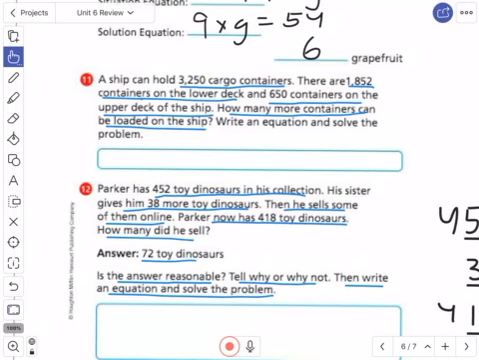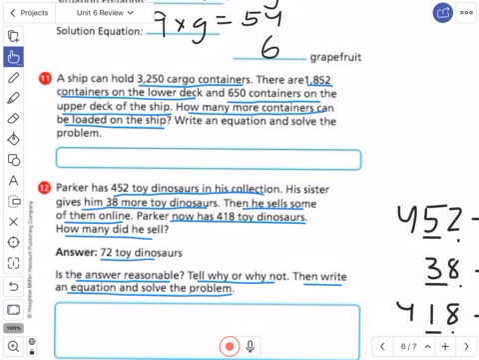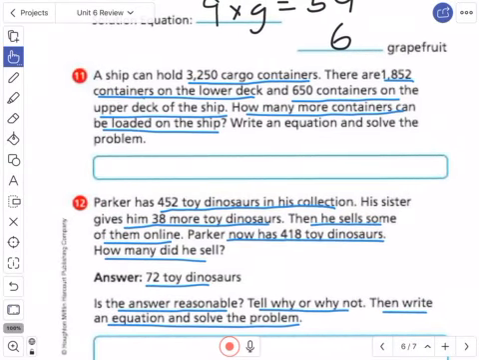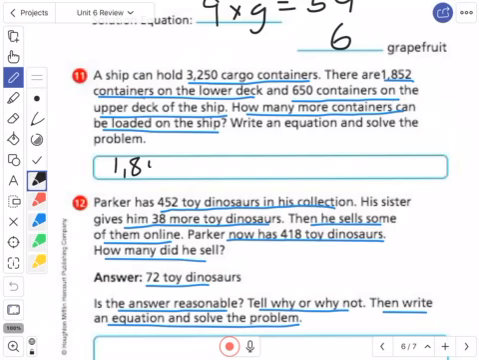Okay, number 11, a ship can hold 3,250 cargo containers. There are 1,852 containers on deck and 650 containers on the upper deck. Now, I told you before, you can do either 2 equations or 1 equation for this one. Well, what I would do first is, you could do it a few different ways. You could do 1,852 plus 650, and that'll tell you how many containers are on the whole ship.